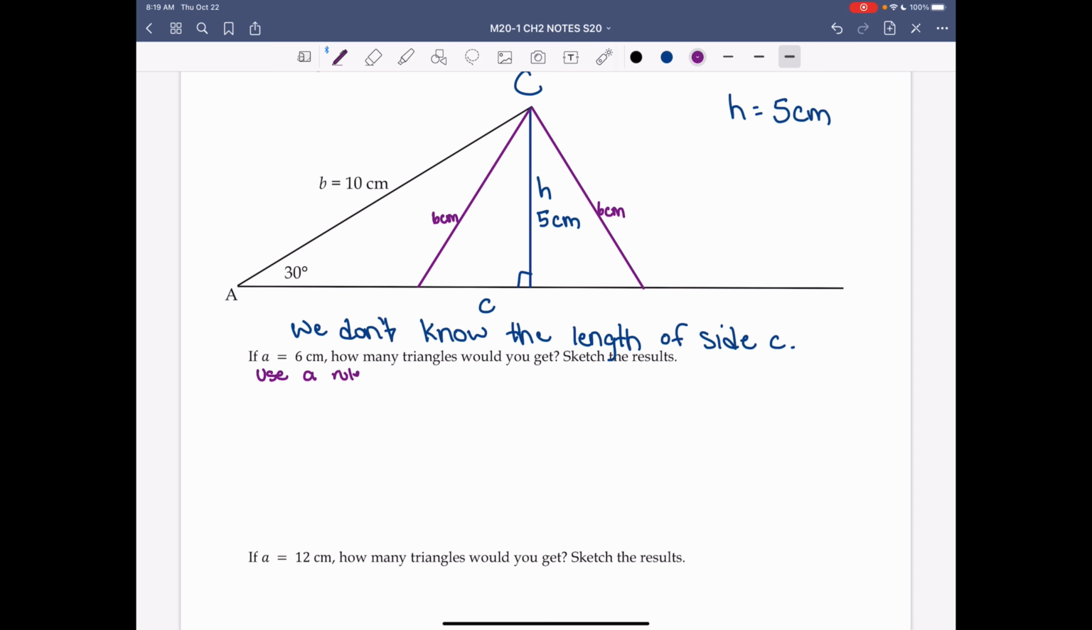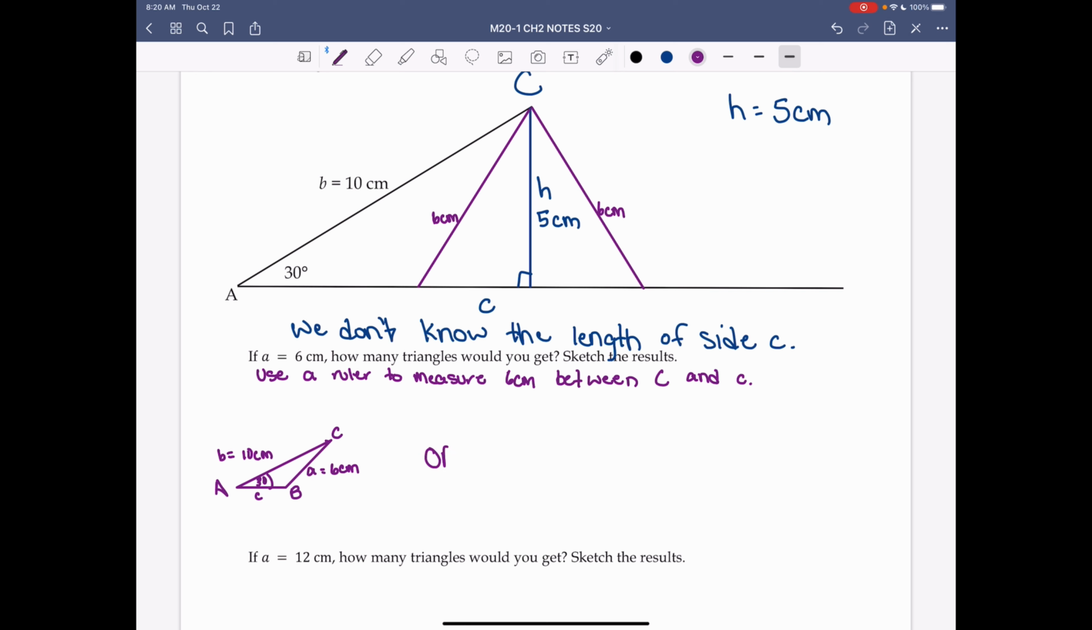Let's just write a note of what we did. Use a ruler to measure 6 centimeters between angle C and side C. And our results, one triangle that looks something like this. We have 30 degrees here, 10 centimeters for B here. We don't know angle C, we don't know angle B, but we know side A is 6 centimeters.